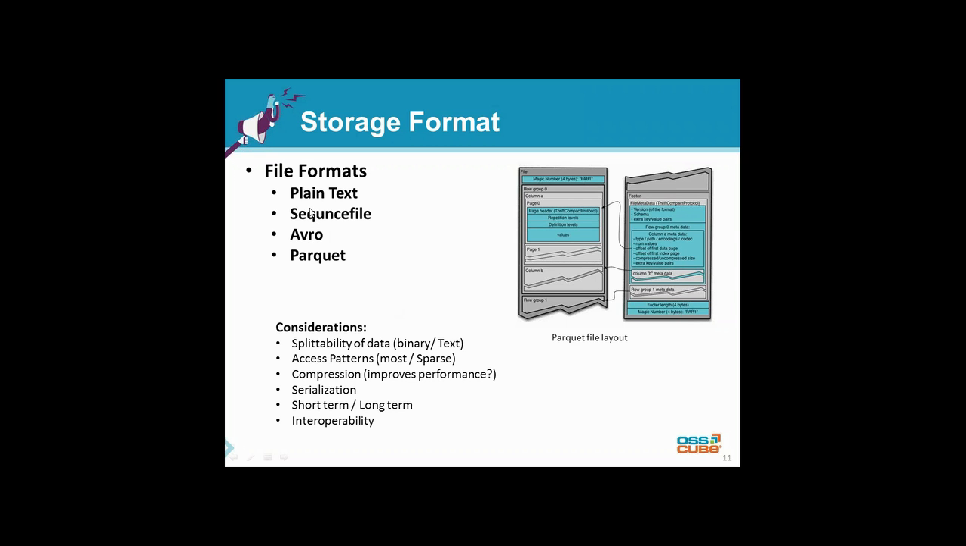Plain text is a big no-no. It occupies a lot of space, and it does not support any specific access patterns. Sequence file stores binary data, so the programs can easily convert the data into objects and start processing immediately, so it improves performance tremendously, right? But there are some issues with the sequence file: its interoperability is low.